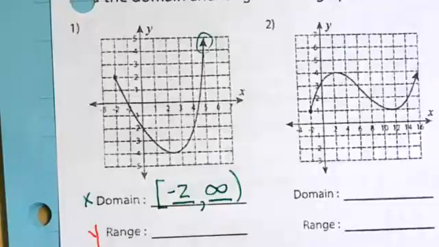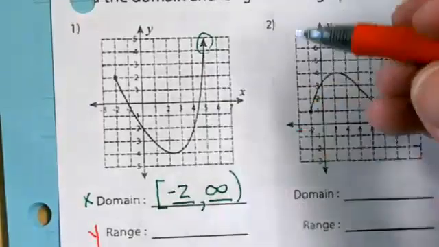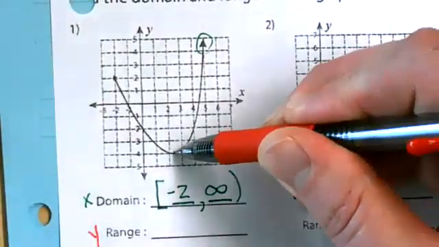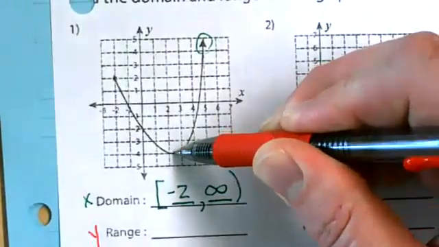All right, let's do our range now. The range goes with the y. And with range, we want to work from the bottom up to the top, the same way you would build a house, from the bottom up to the top. So look at this graph and tell me, how low does it go? What's the lowest point? Put your pencil on it. It's the lowest point on the graph. And tell me, what is the y value of that point?